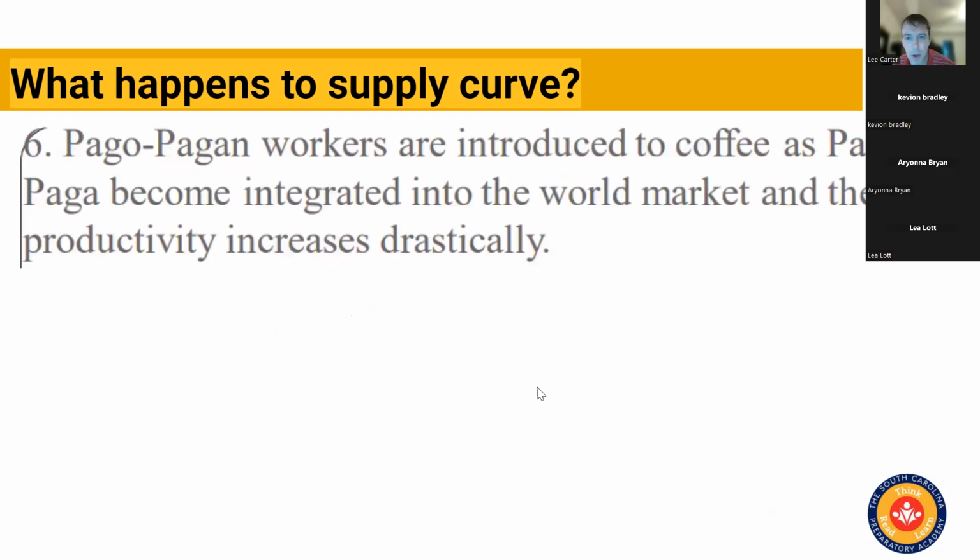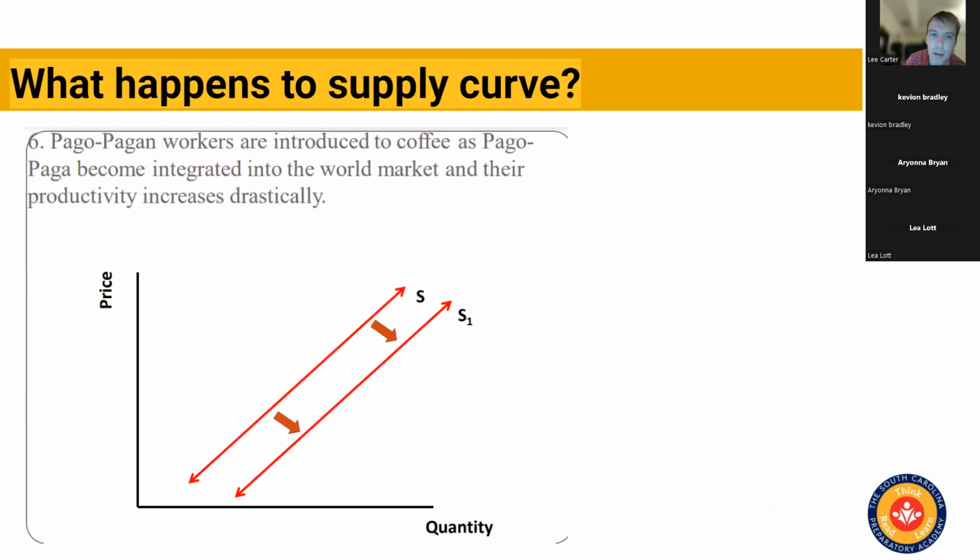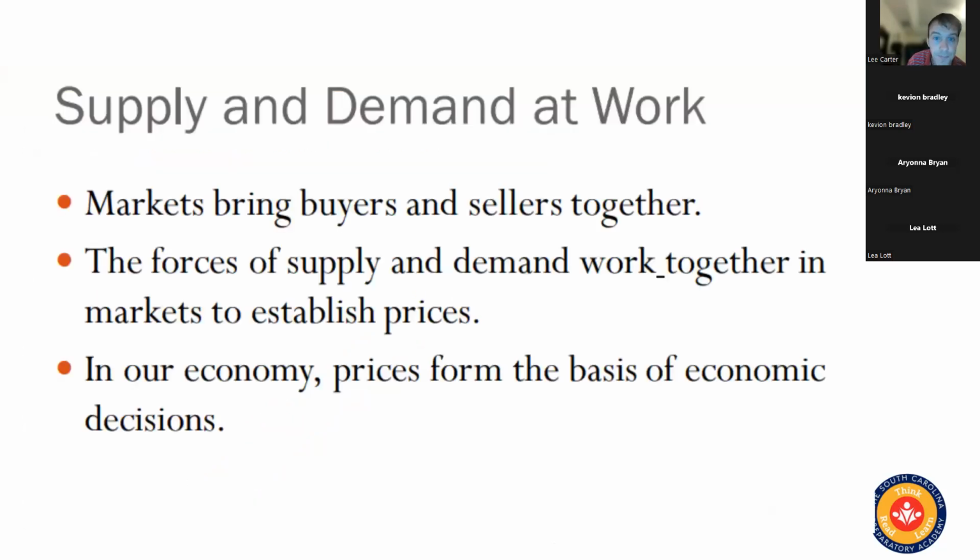Next, Pago Pago workers are introduced to coffee as Pago Pago becomes integrated into the world market, meaning they start trading, they get coffee. Coffee makes you do things better, right? So their productivity goes up. So they're working faster. They're making more things. They're making more money. So they're going to want to make more, right? So that's the supply curve moving right.